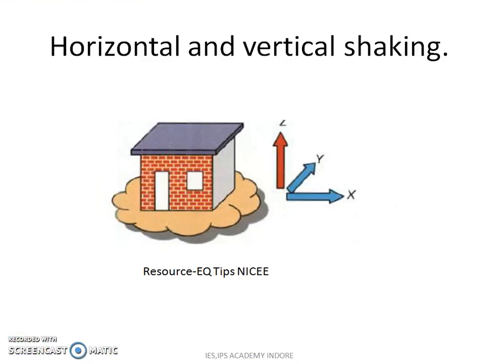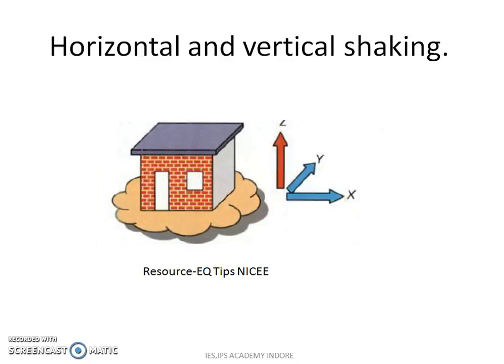Now, horizontal and vertical shaking. Earthquake causes shaking of the ground in all directions: along the two horizontal directions, say x and y, and the vertical direction z. Also during an earthquake, the ground shakes randomly both back and forth, that is negative and positive, in each of the directions x, y and z.